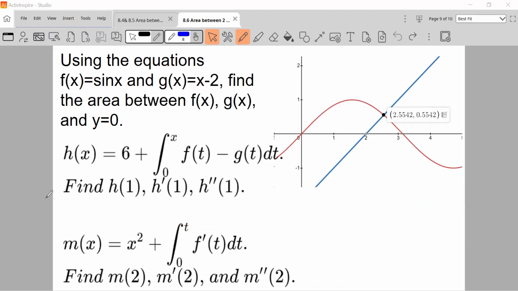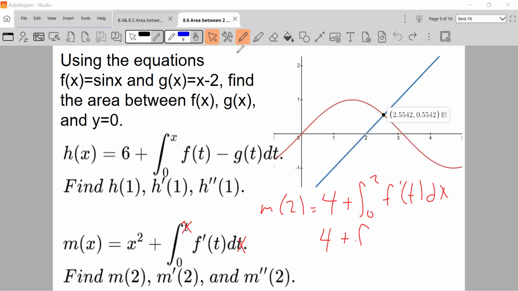Okay. For the second one, m of 2 is just going to be me plugging 2 into here. Oh, hold on. This should also be an x, not a t. Sorry, gang. M of 2 would be equal to 4 plus the integral from 0 to 2 of f prime of x dx. And so this is going to look like 4 plus f of 2 minus f of 0.